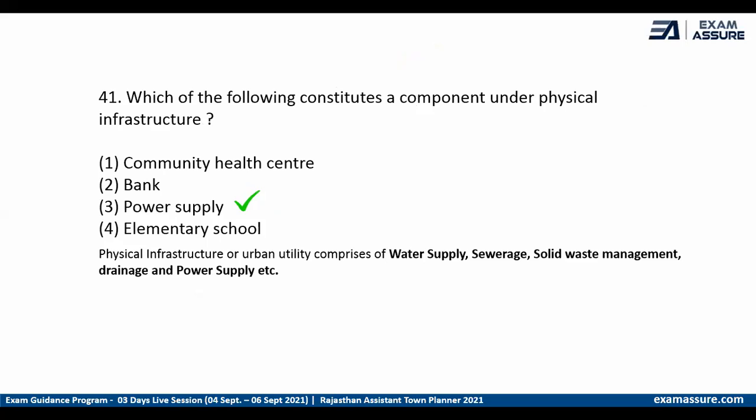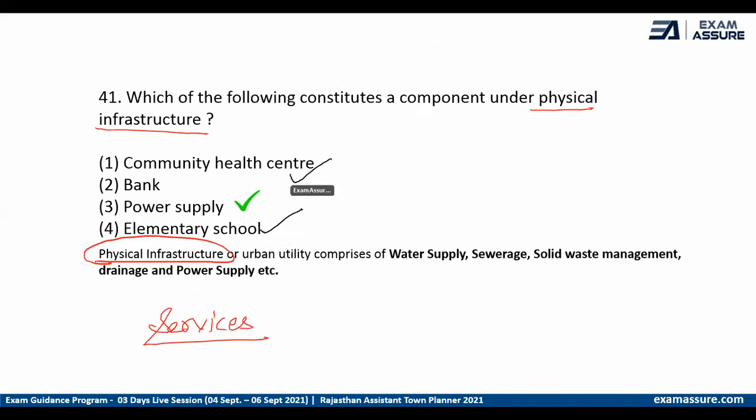If the following constitutes a component under physical infrastructure, so physical infrastructure is the keyword here. Physical infrastructure basically includes the services: water supply, sewage, solid waste management, drainage, and all those networks. And the social infrastructure includes schools and colleges, hospitals and universities. So those education and healthcare could come under social. So if the question is about social, you would be able to answer that as well.